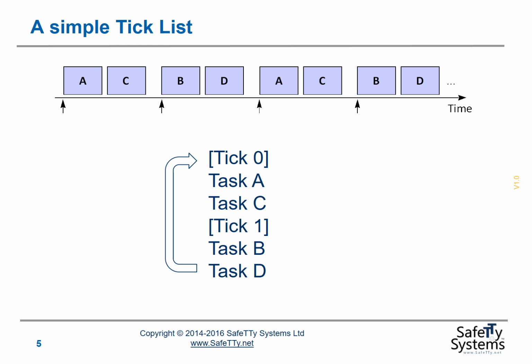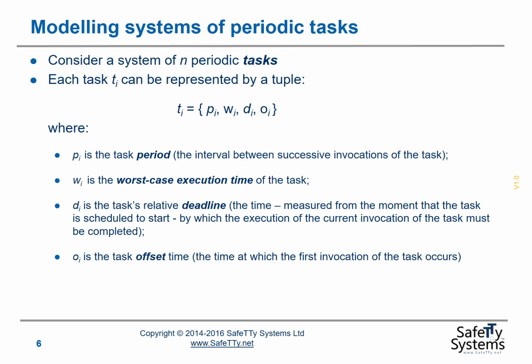So we can represent this in text format, as a sequence as follows. Tick 0, release task A, release task C. Tick 1, release task B, release task D. Go back to the start, keep releasing the tasks again. So what we're doing here is we're modeling systems of periodic tasks.